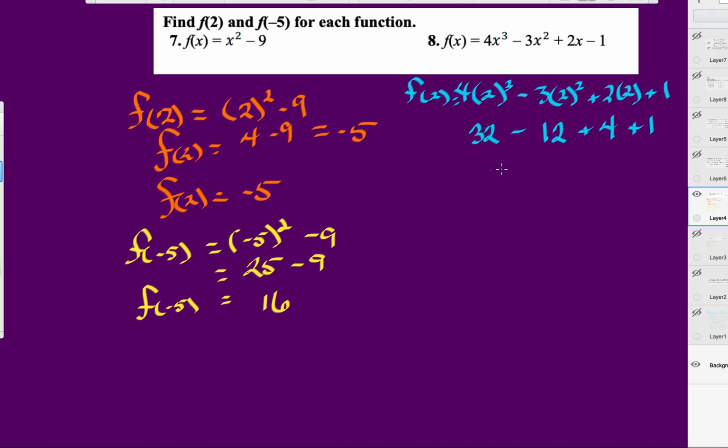Now, I'm going to just move from left to right, just because I'm allowed. And that's going to be the easiest way. 32 minus 12 is 20 plus 4 plus 1. So f of 2 is 25. And we're all set.